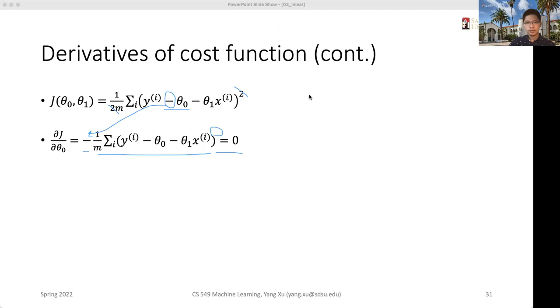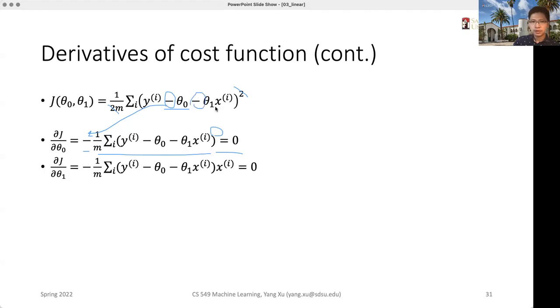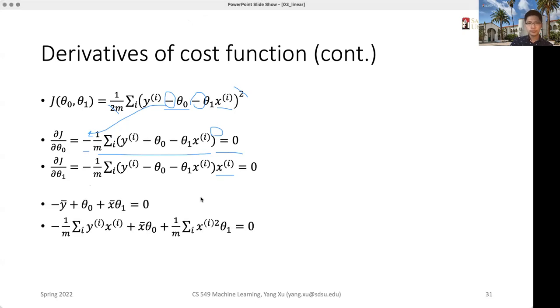Right? And for the derivative with respect to theta 1, similarly, we will remove the exponential term, and move out the negative symbol, but also the coefficient of theta 1, which is xi. So the xi also remains here. Remember that xi is a constant. Okay, so we can set these two derivative equations equal to 0, right?